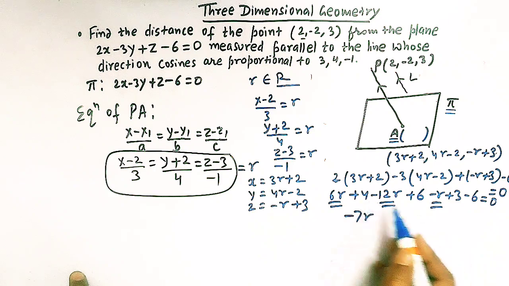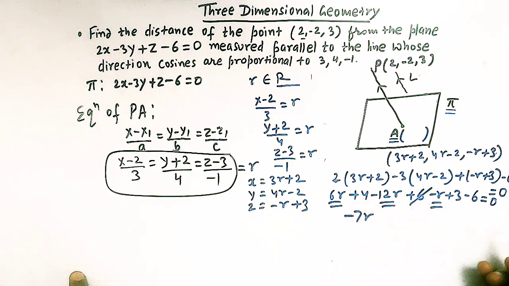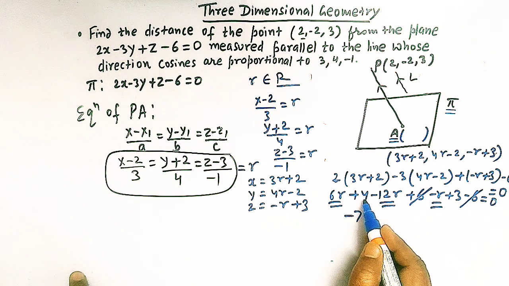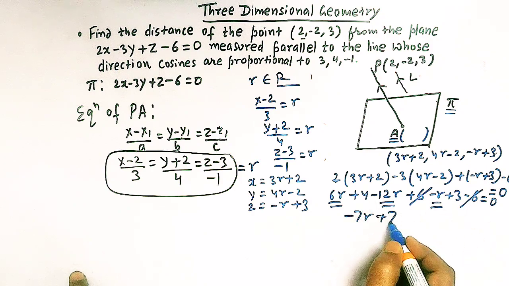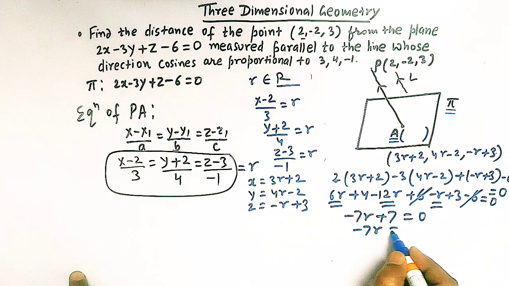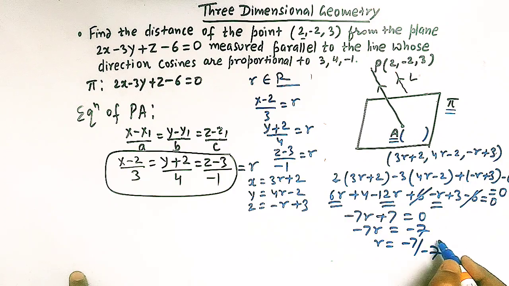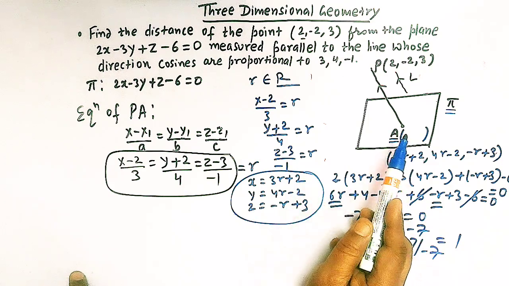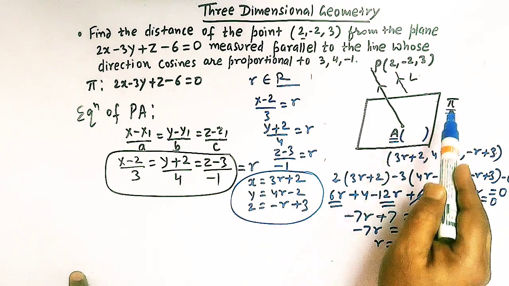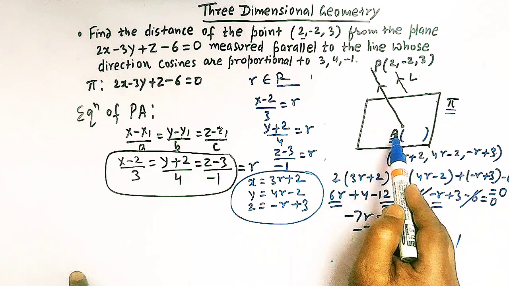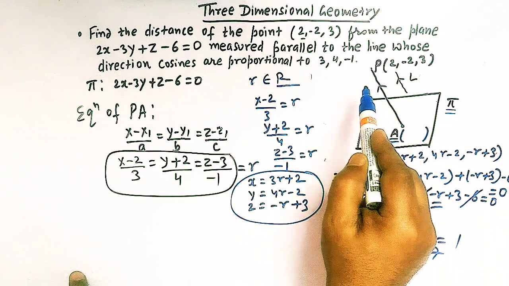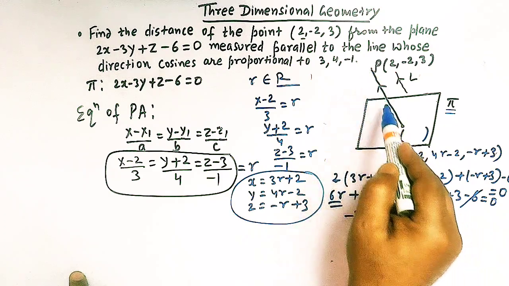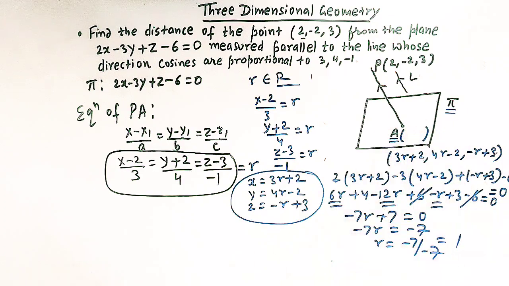So 6r, minus 12r and minus r gives minus 7r. 6 and 6 get cancelled, and 4 plus 3 is 7. So minus 7r is equal to minus 7. So r is minus 7 over minus 7, that is equal to 1. So for r equal to 1, this coordinate represents this point A, which lies on the plane pi, and this point A serves as the point of intersection of this line PA with this plane pi.